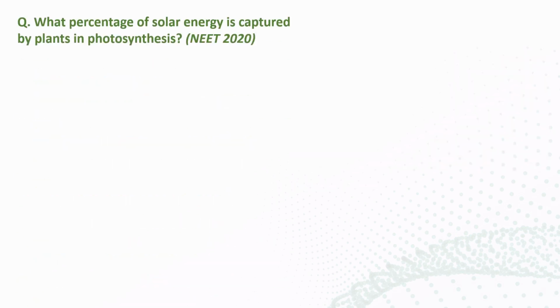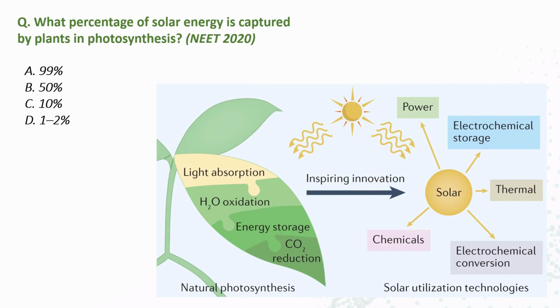What is the next one here? What is the percentage of solar energy that is captured by the plants in the photosystem? We know that photosynthesis occurs in the presence of sunlight, carbon dioxide and other gases. But here they are asking how much percentage of solar energy is captured. If you see the image here, the sunlight is used in different ways, like the solar energy is used by the plants and everything.